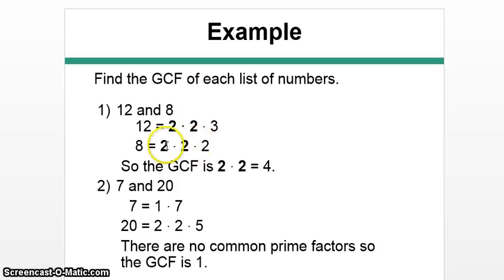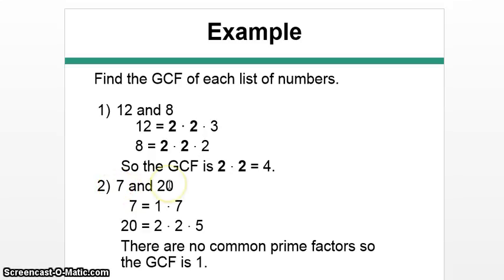Now look at here. Here is also 2, here is also 2. So this is the common prime factor. Here also 2, here also 2. These are the common prime factors. So the GCF is 2 times 2, which equal to 4.